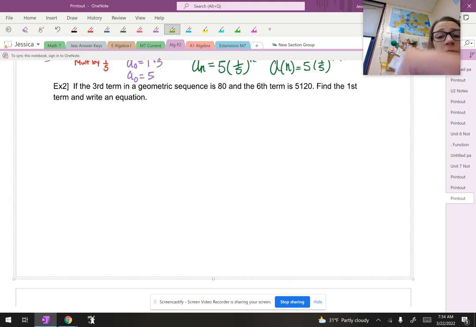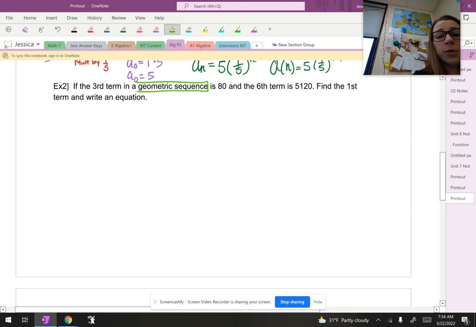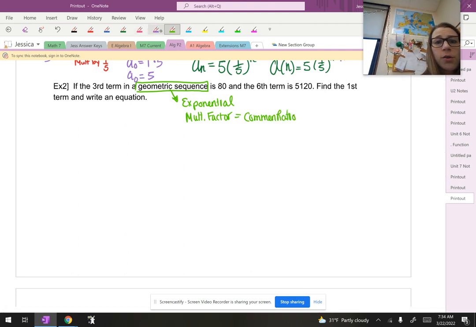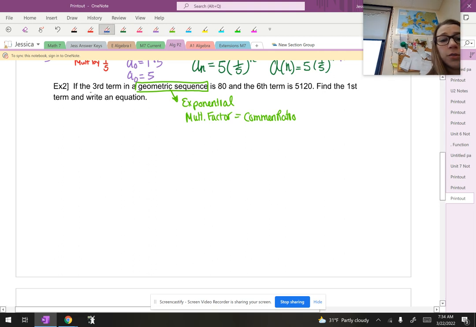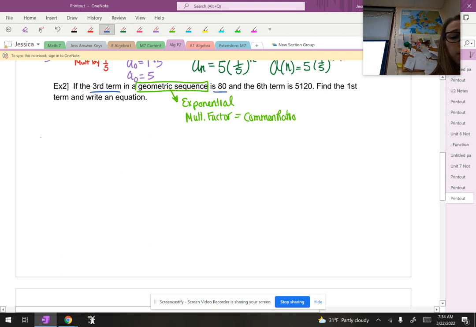Okay, so first off, they're telling me a geometric sequence. So immediately, things that should be running through my head are exponential, meaning that there is a multiplying factor, which is now known as our common ratio. Okay, so they're giving me the third term is 80. So a sub 3 is equal to 80.